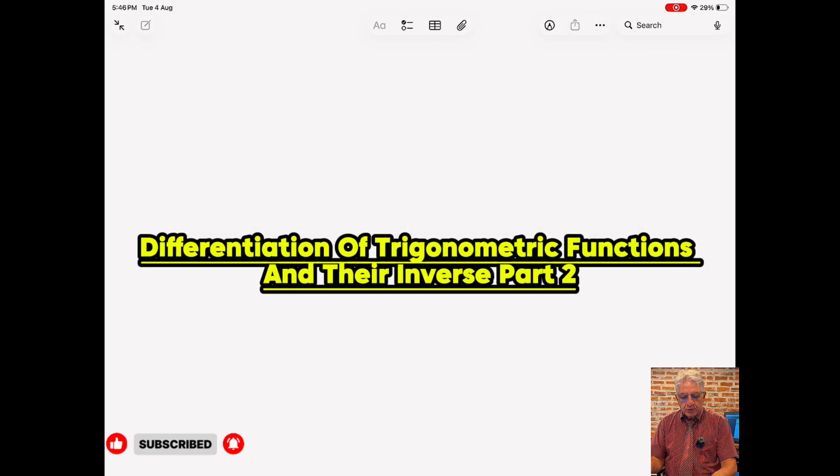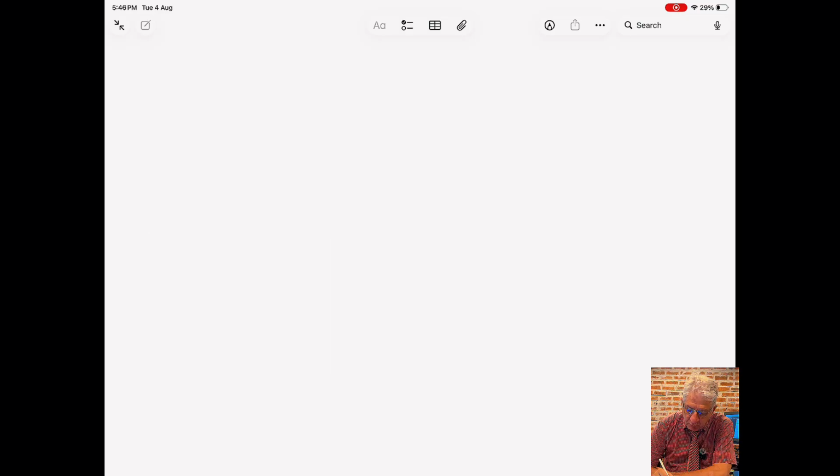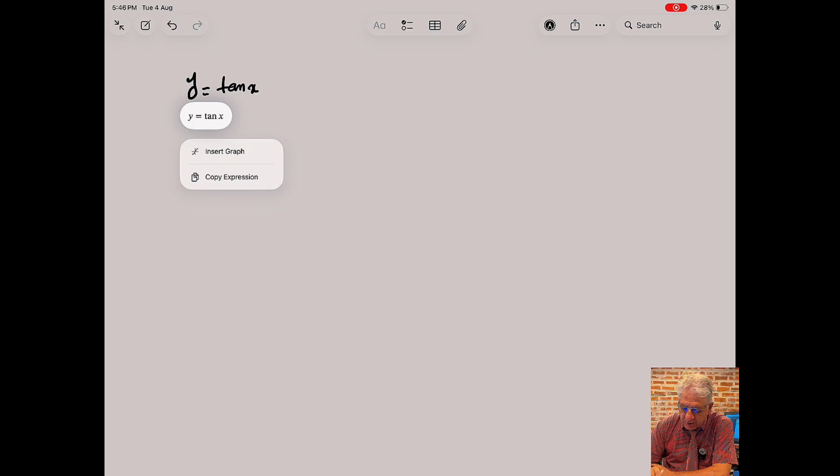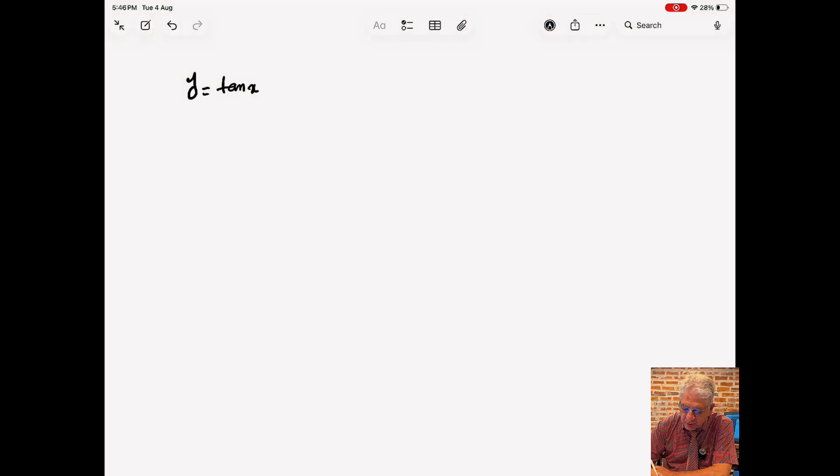Okay, we will continue the differentiation of the trigonometric function and inverse function of trigonometric. Let us see if y is equal to tan x. We know that in this situation, the domain of this function to be continuous is from negative pi over 2 to pi over 2. There is no equality sign, because at pi over 2 there is a discontinuity. Therefore, if you take it in this interval, the function will be continuous.